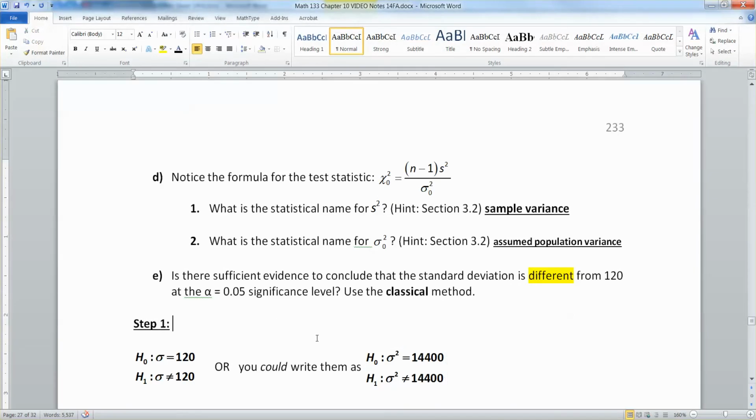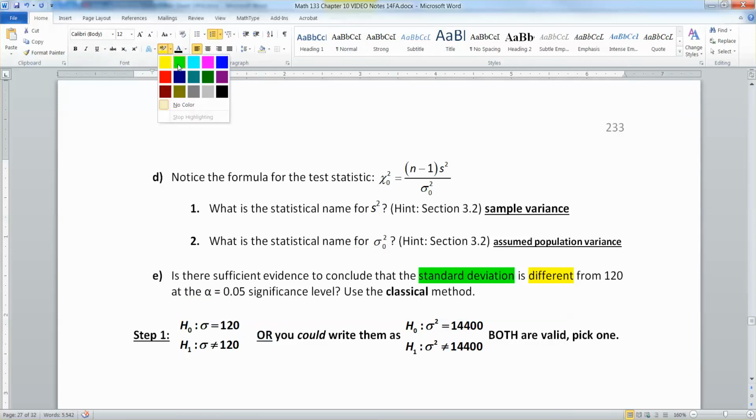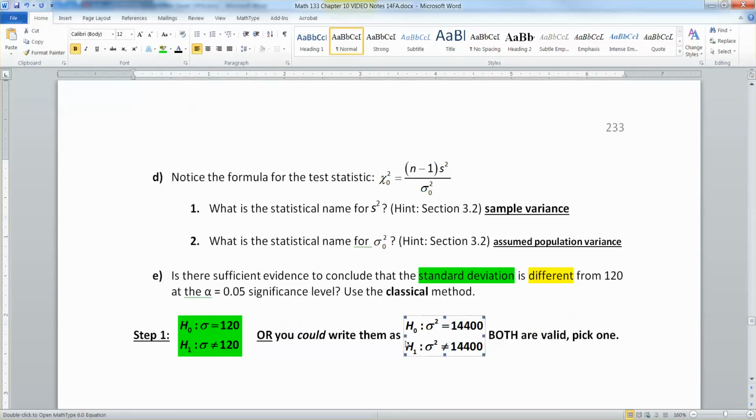Those are both perfectly valid ways to write the exact same thing. Pick one, right? It doesn't really matter which one you use, just as long as you use one of them. They mean the exact same test. Now I imagine for this particular problem, because it's talking about standard deviation, this is probably the one you're going to go with. But the other one is just as valid. All right, step 1 is done.